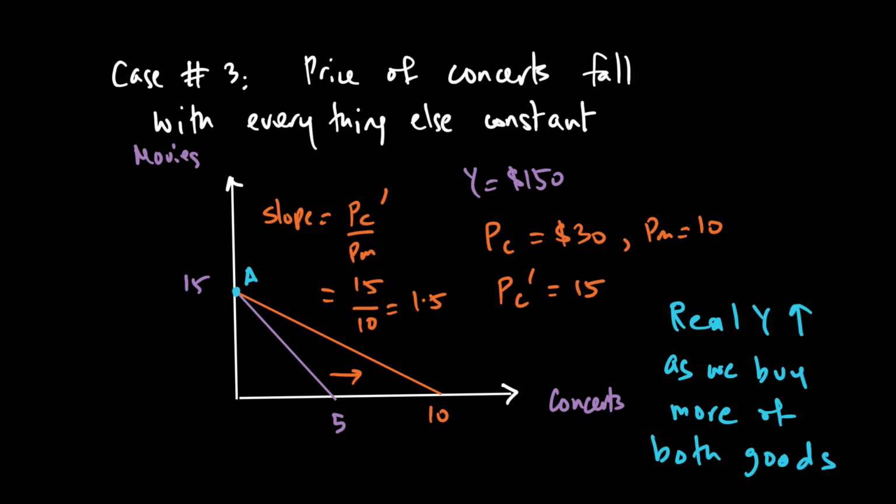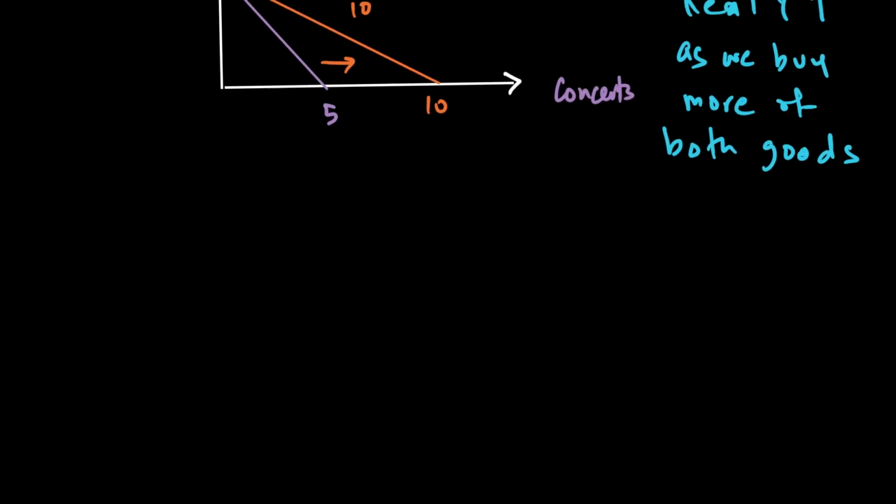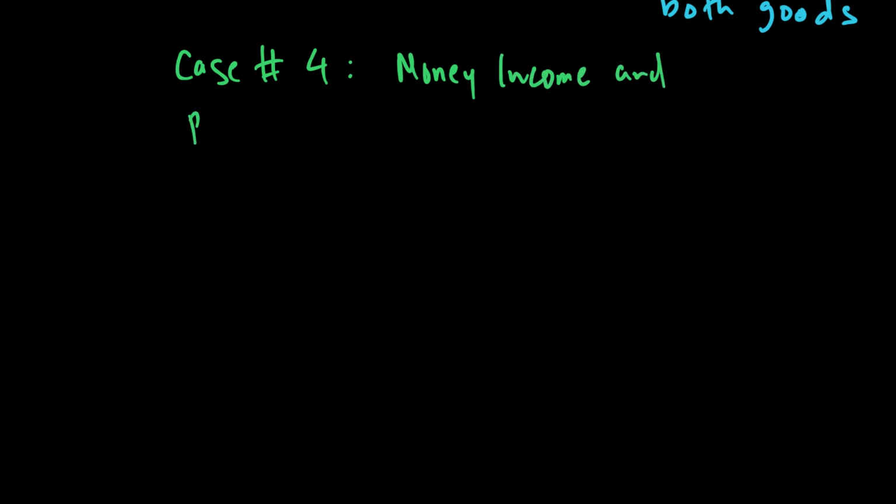In our fourth case, what we will show is that despite different things happening, the diagram will be the same. So the fourth case will have the same diagram as case 3, but will have different conditions. So case number 4 is this. In case number 4, we will say, what if our money income, like $150, and the price of movies both double. They both double.